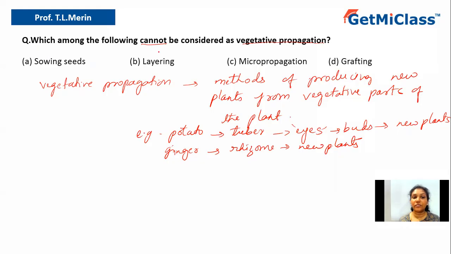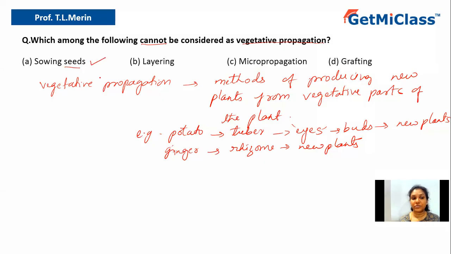It says, which among the following cannot be considered as vegetative propagation. Option A says sowing seeds. When we talk about seeds, they are formed by the fusion of male and female gametes, that is, the embryo is formed, and during that time the entire seed will also be formed, because seeds contain the embryo. Because it is involved in sexual reproduction, this cannot be considered as vegetative propagation. Hence, this can be the right answer.